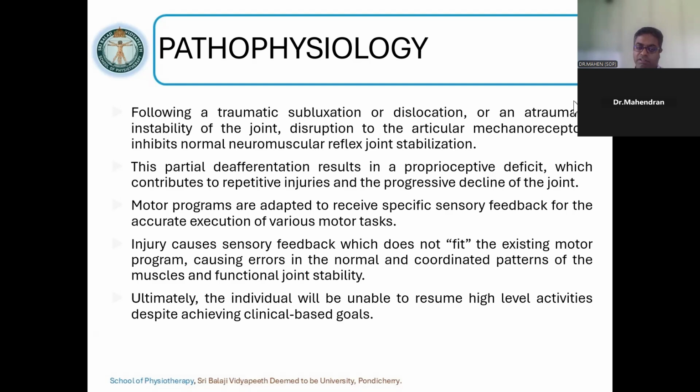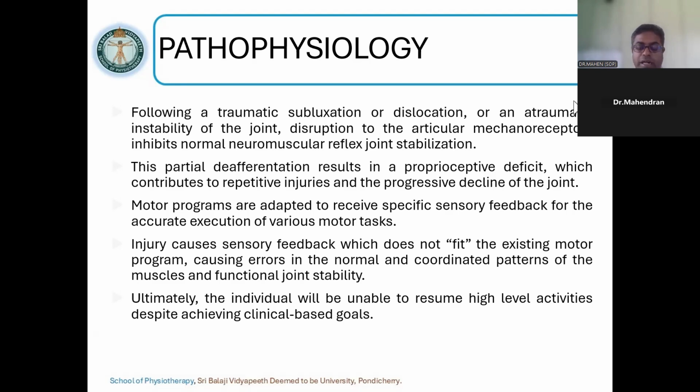The injury causes sensory feedback which does not fit the existing motor program, causing errors in the normal and coordinated patterns of muscle and functional joint stability. So what happens? The normal joint stability as well as the muscular function in the affected area will be affected. Ultimately, the individual will be unable to resume the high level of activities despite achieving the clinical goals. The clinical goals, meaning pain reduction or functional restoration, would all be achieved.